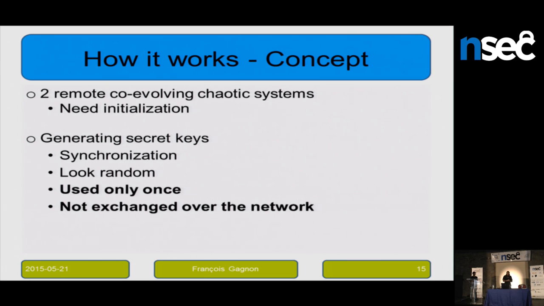So a few properties that we have: they will look random. Look is an important word here. We don't know yet how random they are. We haven't studied that. The theory says that it will be pretty random, but it's not clear yet. They will have to stay synchronized all the way, so that's going to be a problem. We'll talk about it. Our key will be used only once. Then we throw it away, we evolve the system and generate a new key. And they won't be exchanged over the network. So the systems are evolving, and the keys are generated locally. They don't have to transit on the network.